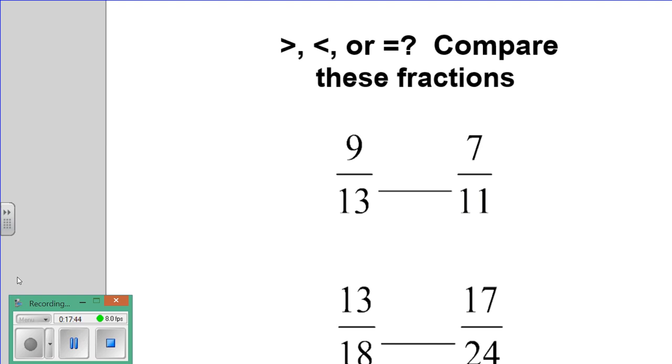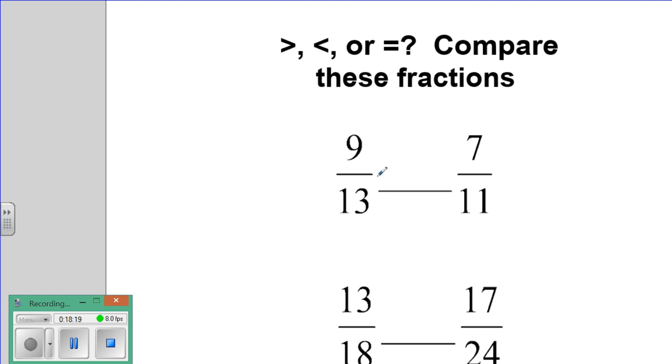So some people, without the aid of a calculator, may have tried to do a whole bunch of long division here, which would be fine, and found the decimal part of what 9 is representing out of 13, what 7 is representing out of 11, and figured out which decimal was bigger. That's fine. Other people might have used the previous essential skill and said that I'm going to have to find a common denominator of, in this case, whatever 13 times 11 is.